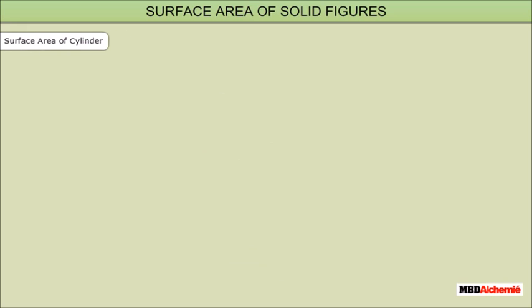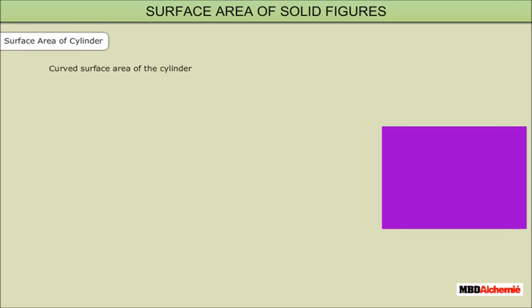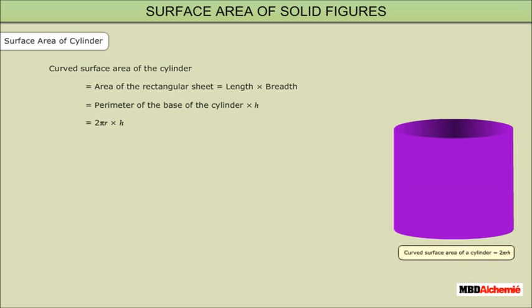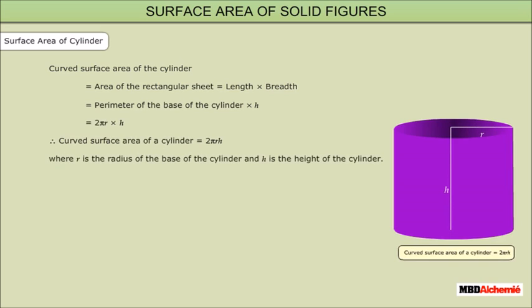Surface area of cylinder. Curved surface area of the cylinder is equal to the area of the rectangular sheet, which is equal to length multiplied by breadth, which is the perimeter of the base of the cylinder multiplied by h, which is equal to 2 pi r multiplied by h. Therefore, the curved surface area of a cylinder is 2 pi r h, where r is the radius of the base of the cylinder and h is the height of the cylinder.